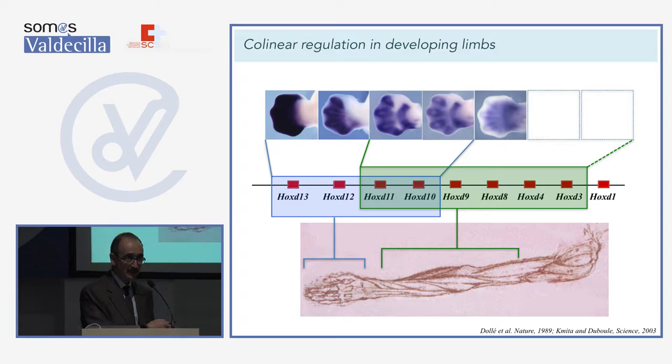So here you see little limb buds, okay? And you see that the Hox genes which are on that side of the cluster here, they are used to build this part of the limb. The stylopodium and the zygopodium, the arm and the forearm, okay? And then there is another group of genes, which is slightly more distal here, and these genes are used to build the distal part of the limb, the hands and the feet, okay?